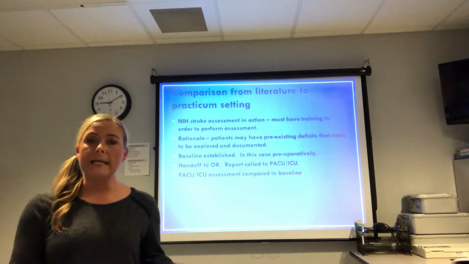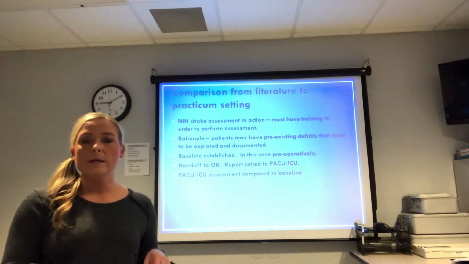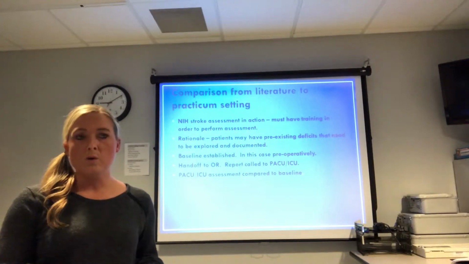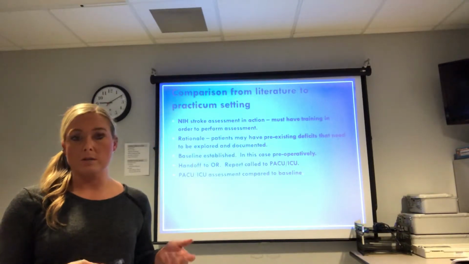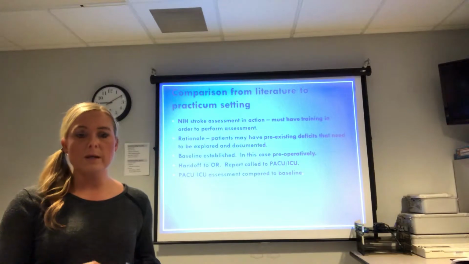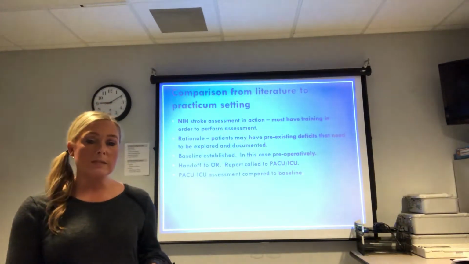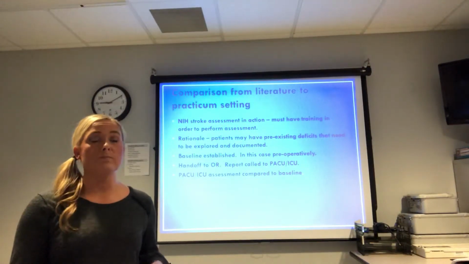The patient is then handed off to the operating room nurse. It is that nurse's responsibility to call report to PACU or ICU, whichever location is deemed necessary for that patient post-surgery. It is that nurse's responsibility to perform a post-operative assessment and compare that to the pre-established baseline.